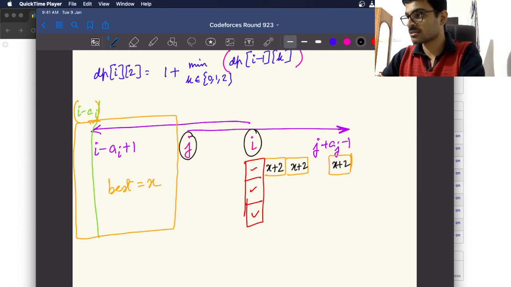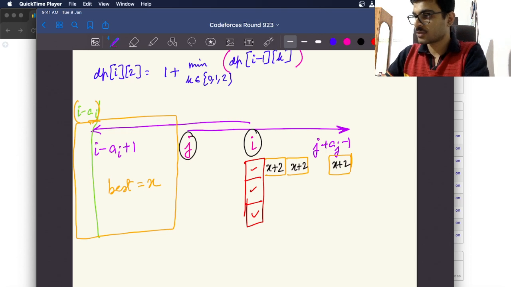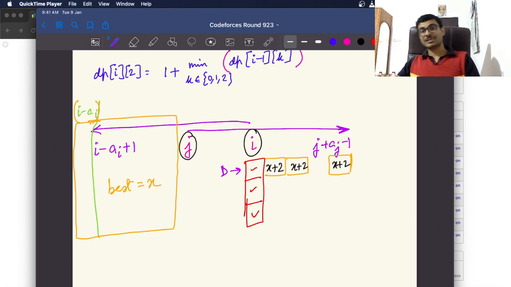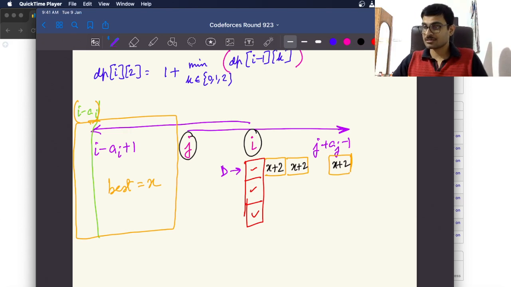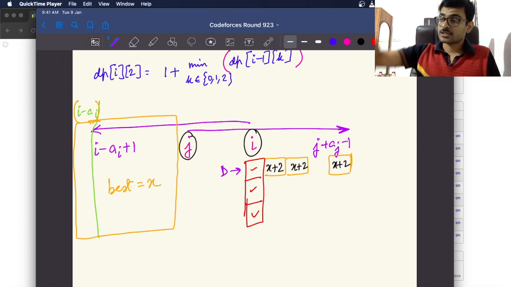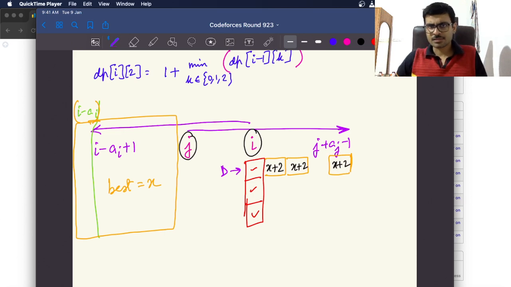What is this? This is the don't take state. That is when we are not taking this state. This is the dp I0 state. If I don't take them, I can easily state them as x plus 2. Now, is it that easy? I mean, I've just said this is one case. Is this the only case?